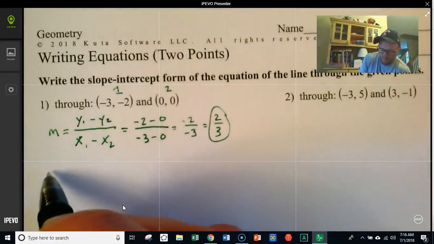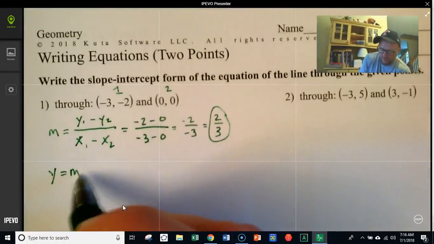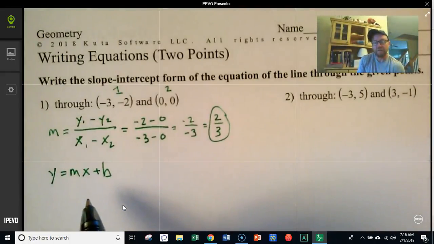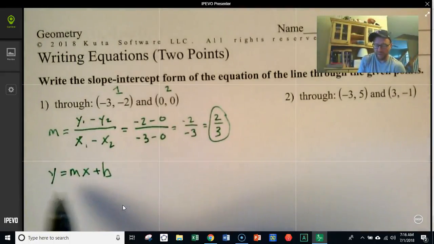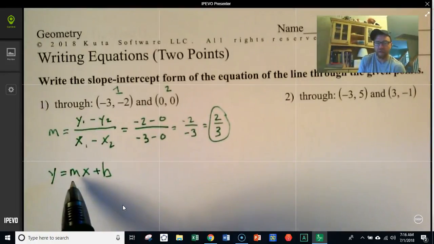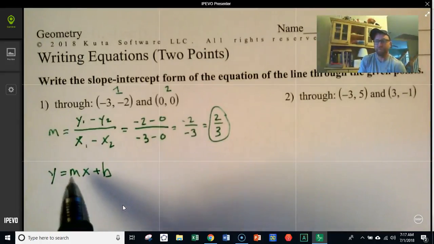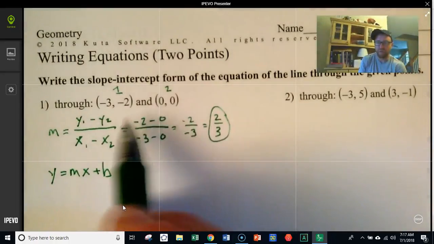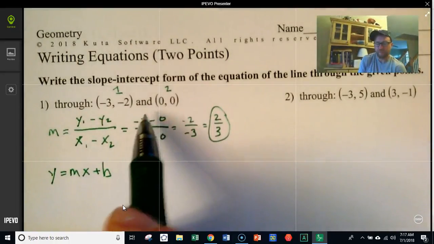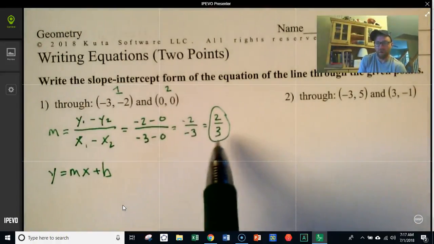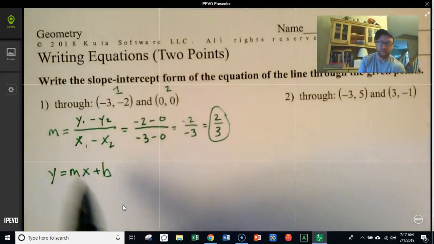Now we have to find our y-intercept. We're going to take our equation, y equals mx plus b, which is a statement that's going to be true for every point on that line. Every xy pair on the line will make this equation true. I take the x coordinate, multiply it by the slope, add the y-intercept, and I get the y coordinate. So it's going to be true for both of these points. I know the x coordinate, the y coordinate, and the slope, so the only thing I don't know is the y-intercept. I can solve for that.